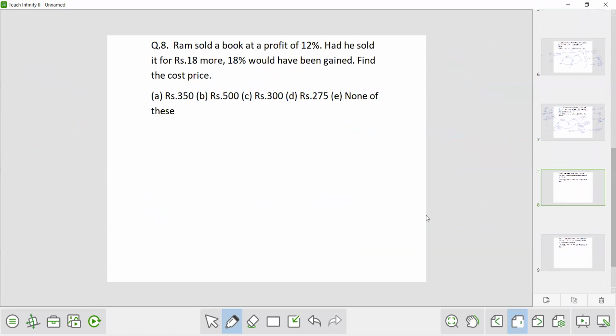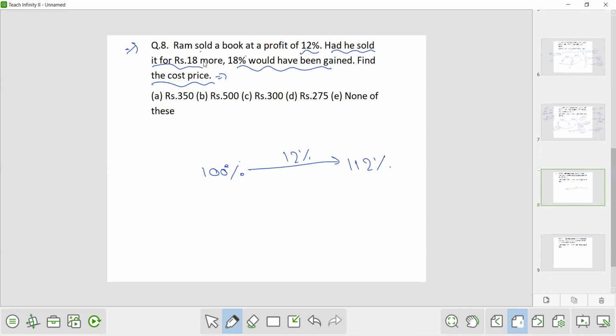Okay. Now question number 8. Ram sold a book at a profit of 12%. Had he sold it for rupees 18 more, 18% would have been gained. Find the cost price. Here what is given is that Ram is selling a book at a profit of 12%. Let's say the original price was 100%. Now he is selling at a profit of 12%. So the SP is 112%.